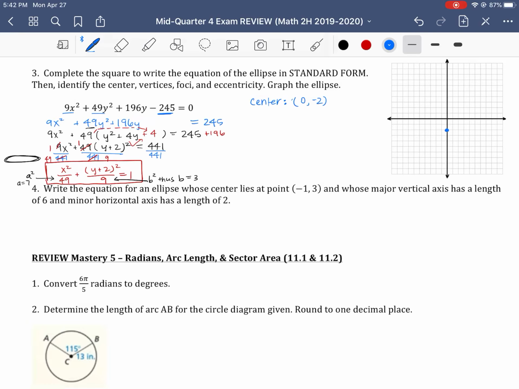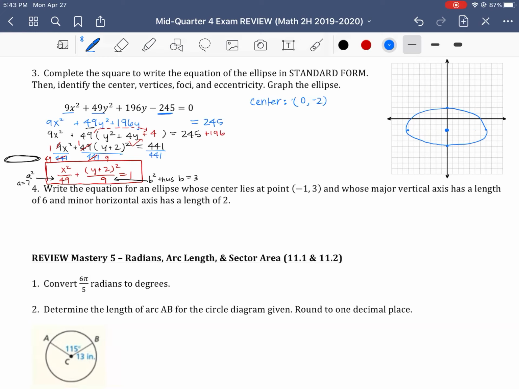And I know that the a value is 7, so that means it's going to go 7 units in the horizontal direction from my center. So 1, 2, 3, 4, 5, 6, 7 is one of the vertices. 1, 2, 3, 4, 5, 6, 7 is another vertex. And then we go 3 units in the vertical direction, because our b value is equal to 3. Again, then you do the best you can to draw this. Awesome ellipse here.